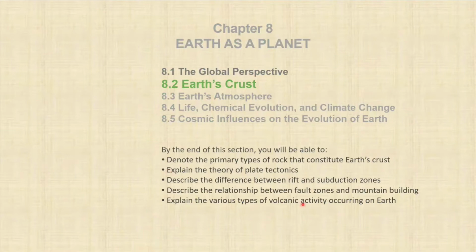Next is the Earth's crust. What are the different types of material that make up the Earth's crust? There are plates, tectonic plates, that we'll look into. We'll also see the difference between rift zones and subduction zones. Then we'll see how mountains are built and formed, and the effect of volcanoes on the Earth's surface.